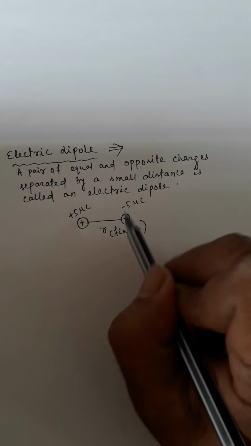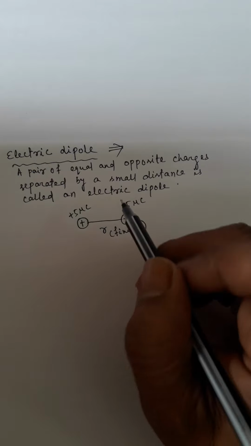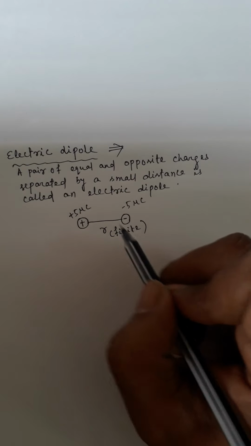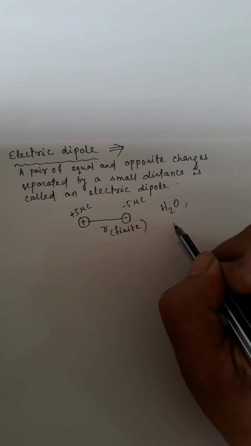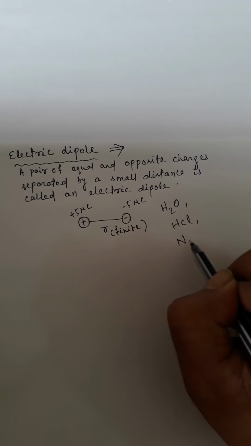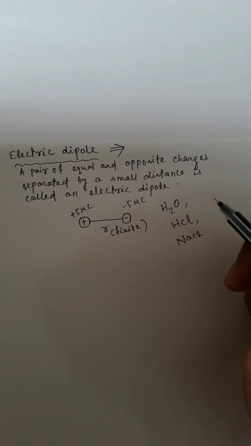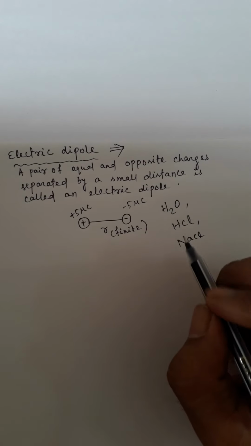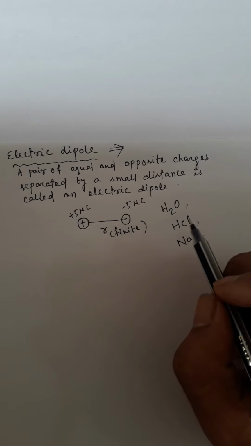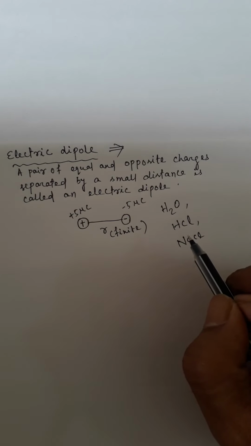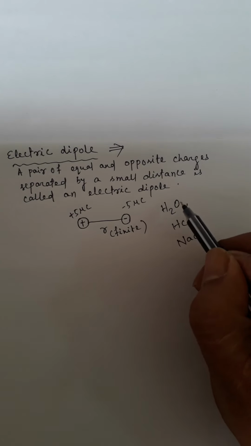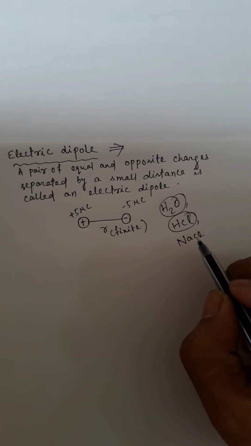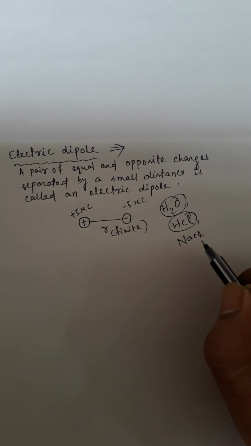So why will we study about dipoles? Because dipoles are very common in nature, in molecules like H2O, HCl, NaCl. The center of positive charge does not fall exactly over the center of negative charge. Such molecules are electric dipoles. They have a permanent dipole moment. So, what is dipole moment?